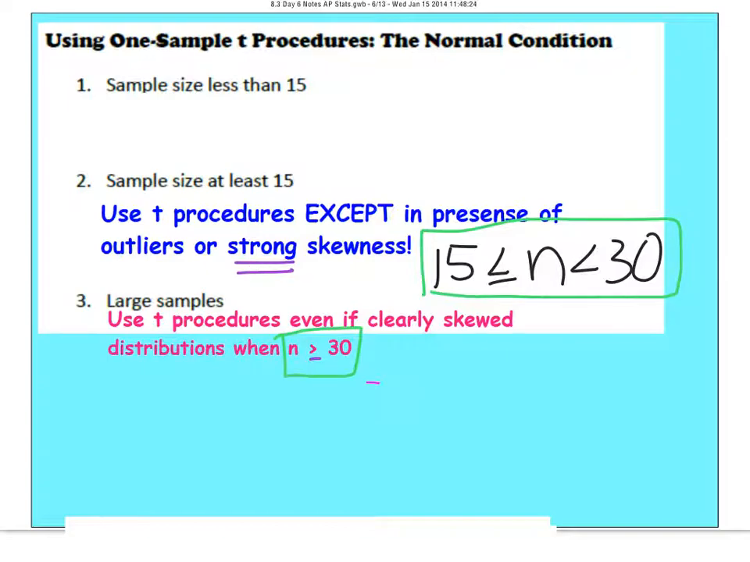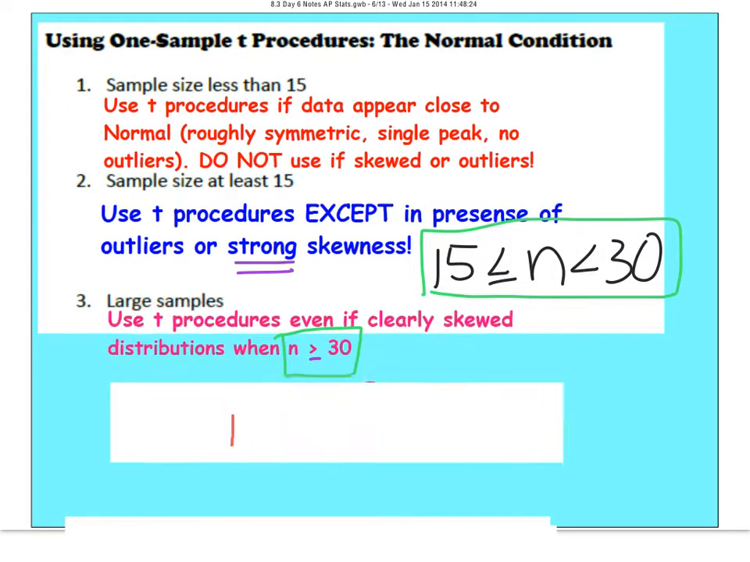Well, what if you have a sample size less than 15? In that case, the rule is use t-procedures if the data appear close to normal and roughly symmetric with a single peak. Do not use if it's skewed or has outliers. So when you graph the data, if n is less than 15 and you see skewness or outliers, you technically should not assume the normal condition is met, and you cannot use the t-procedures.